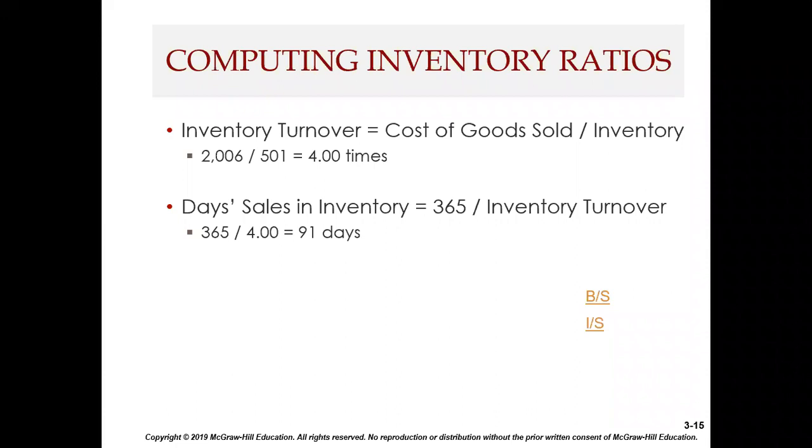I love this next ratio because now it converts it into something more meaningful for me. Days sales in inventory. There's 365 days in a year. So 365 is your top number, your numerator, divided by your inventory turnover you just calculated. So how many days does it take on average to sell an inventory item? 91 days or 3 months.